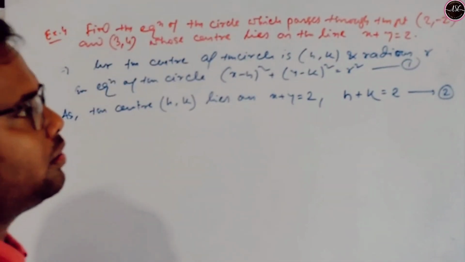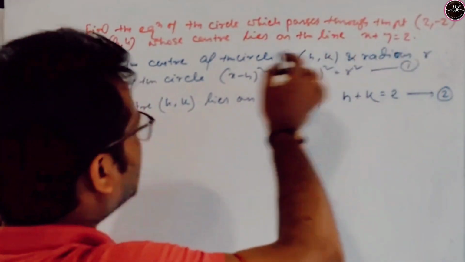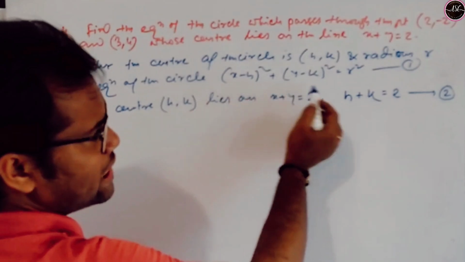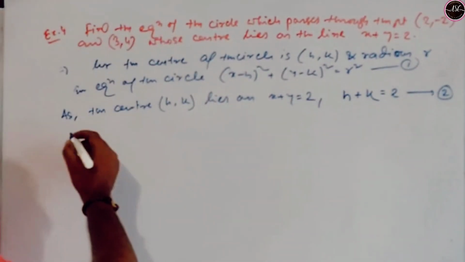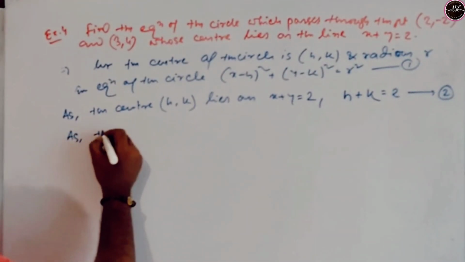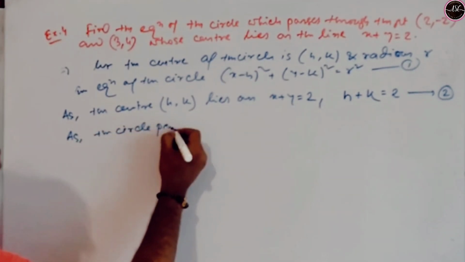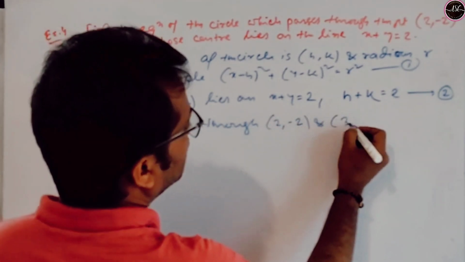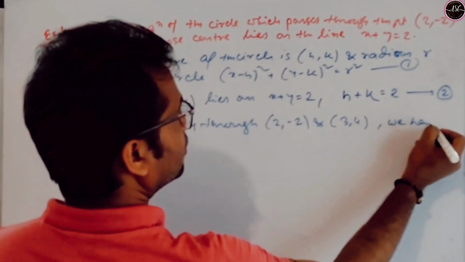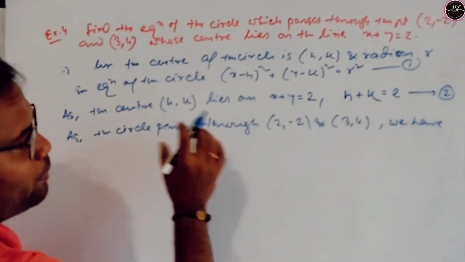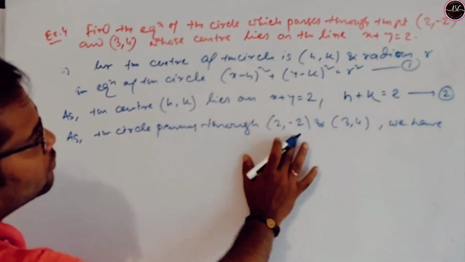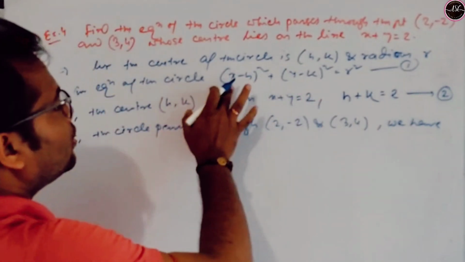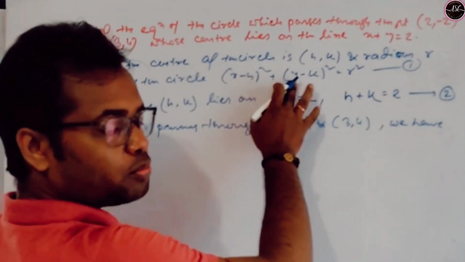Now here we have another two conditions. The circle passes through these 2 points. Okay, so we can write that these 2 points will satisfy the circle equation. So we can write that the circle passes through (2, minus 2) and (3, 4). So in the place of x we put 2 and in the place of y we put minus 2, and similarly in this case in place of x we put 3 and in place of y we put 4.